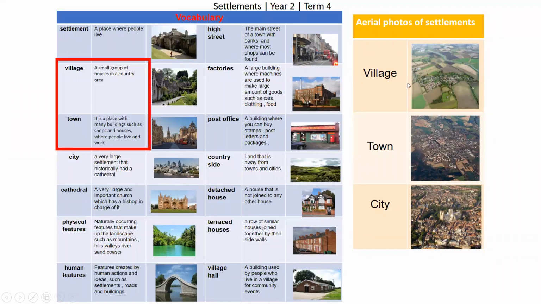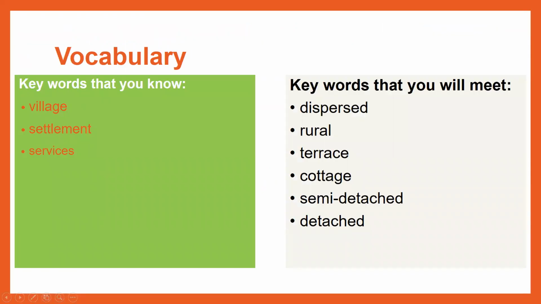So today on our knowledge organiser, we're going to focus particularly on these 2 areas, a village and a town, these 2 vocabulary. So we know that a village is a small group of houses in a country area. So key vocabulary that we already know, we've got the word village, settlement, and services.